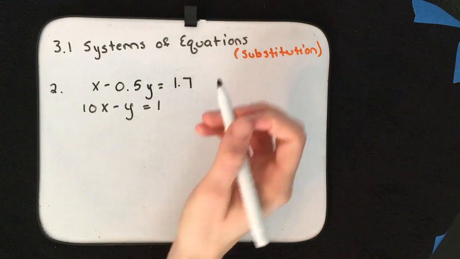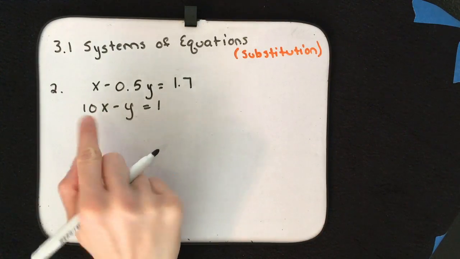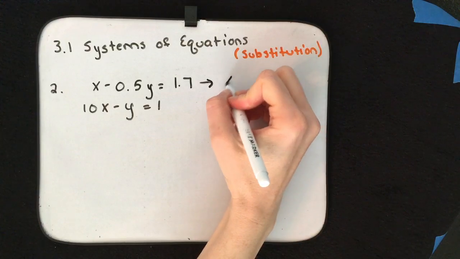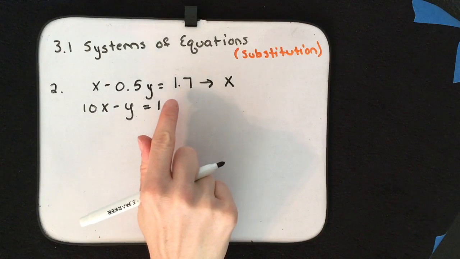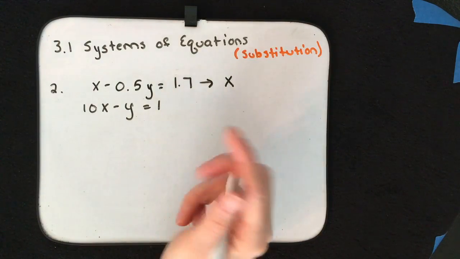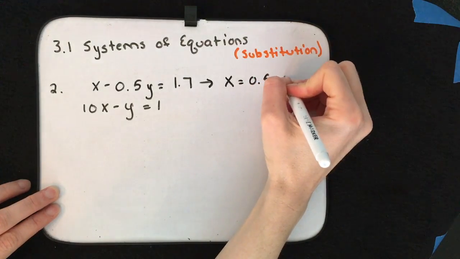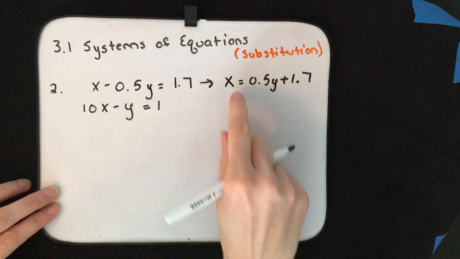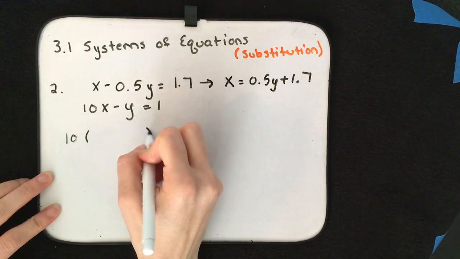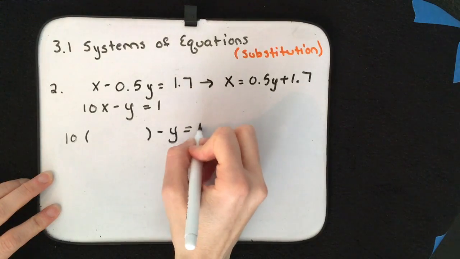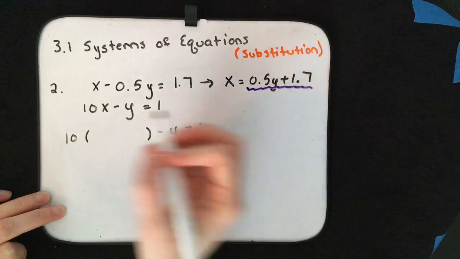So let's try that. Let's solve this first equation here for x, and then we can substitute it in here. So that means if we solve this for x, we need to move that 0.5y to the other side, and we'll do that by adding. So x equals 0.5y plus 1.7. Well, I have x equals right here, so let's rewrite that bottom equation, but leave a parenthesis where we see the x.